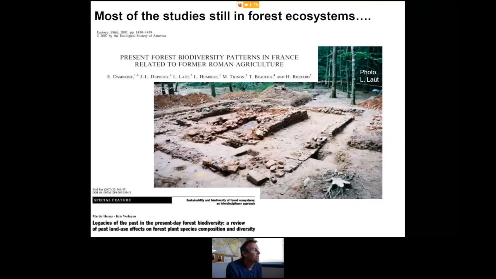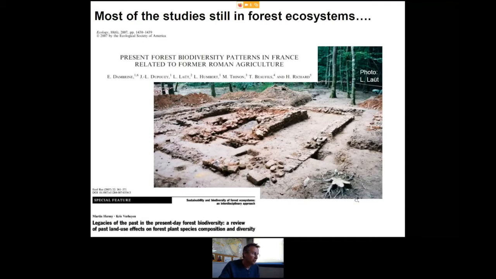I also had in my mind this consideration, but perhaps it is false now, that when I read a lot of papers, most of the studies of historical ecology were still in forest ecosystems. So I can cite this famous paper. Thank you very much again, Jean-Luc Dutoit, for this very nice paper. It inspired me a lot, and this paper is at the origin of my research in ecological history.